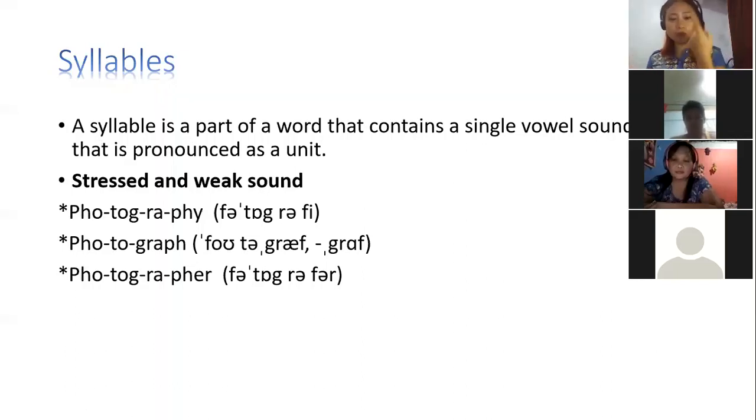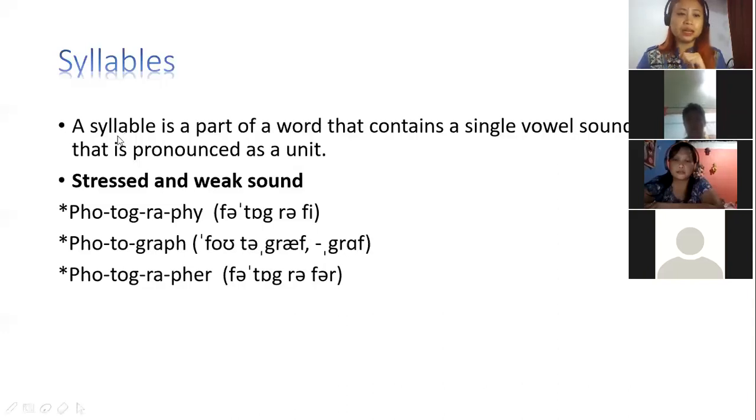So in one word, probably we have one syllable or two syllables, three syllables. And in these syllables, we have stressed and weak sounds. When we say stressed, these are the syllables that you have to enunciate really clearly and really loudly. Okay.